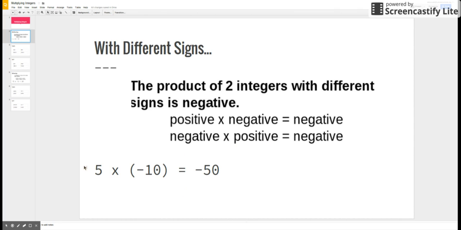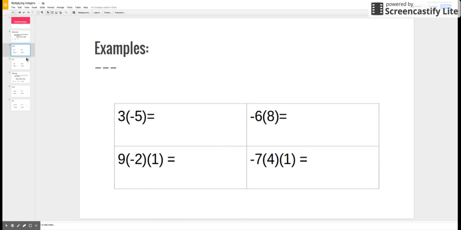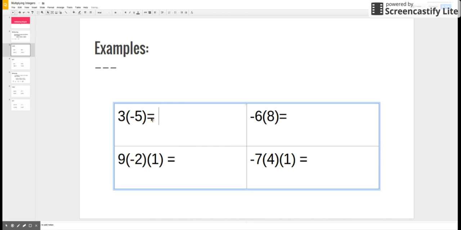All right, so here's an example. 5 times negative 10. So you have a positive 5 times a negative 10, and you end up getting negative 50. All right, here are some more examples. So here you have 3 times negative 5. Well, they're different signs, so my answer would be a negative, and 3 times 5 is just 15.